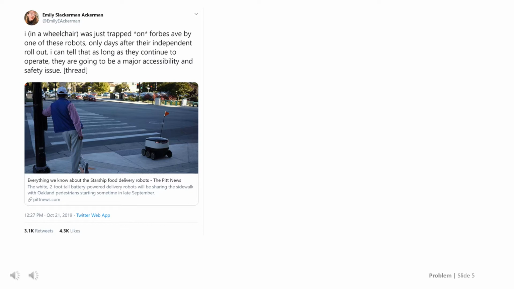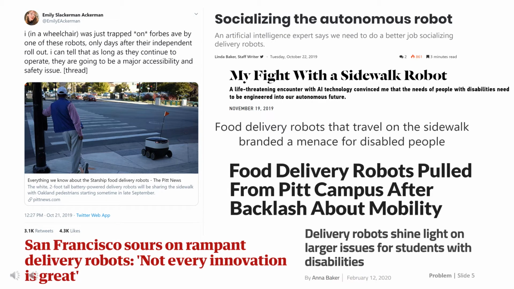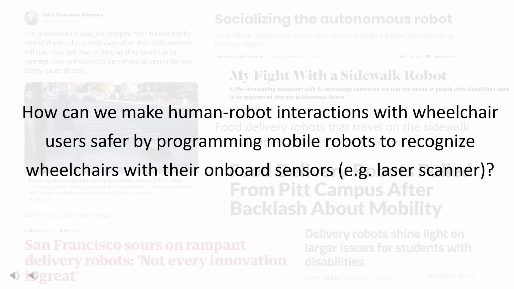In fact, last fall, the University of Pennsylvania rolled out a fleet of campus delivery robots. Unfortunately, this created an alarming safety issue when a wheelchair-using student was unable to clear the intersection safely because her path onto the sidewalk was blocked by one of these robots. This incident raised some attention in the media, bringing to light the dangers that people with disabilities face due to sidewalk robots. This raises the question, how can we make human-robot interactions with wheelchair users safer by making sure that robots can recognize wheelchairs with their onboard sensors?